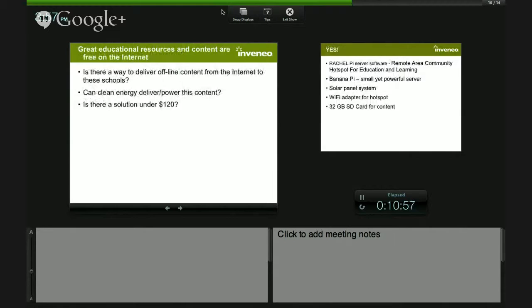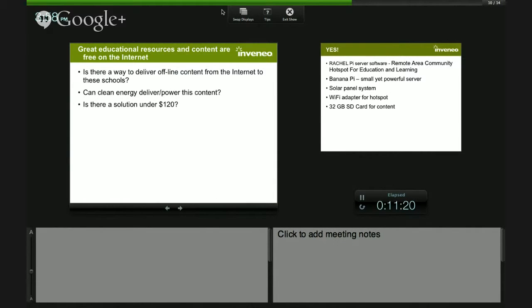So the big question is, there's a lot of great educational content on the internet, a lot of resources, but if they don't have the internet, how do we get that to them? Is there an effective way to deliver offline content? Is there a way to power this? And is there a solution under $120 that can do that?